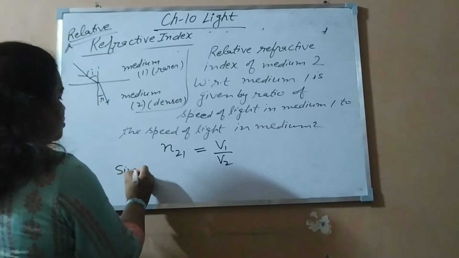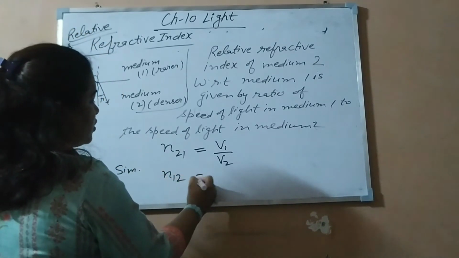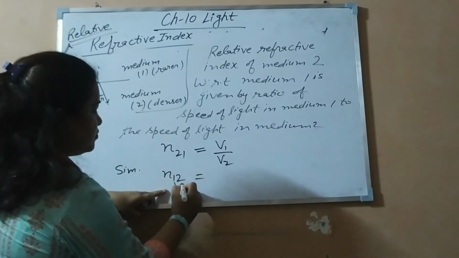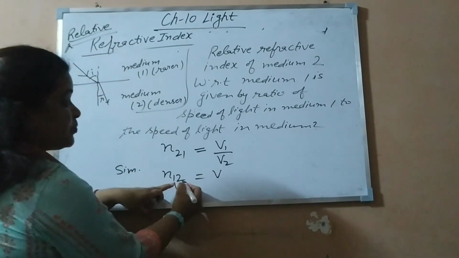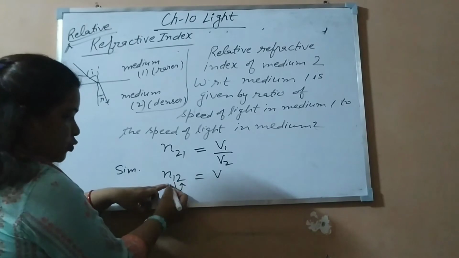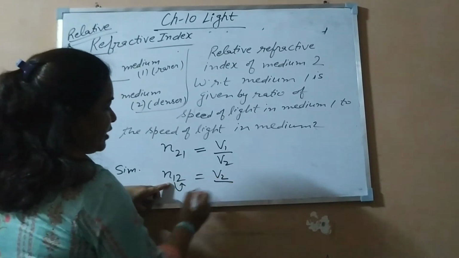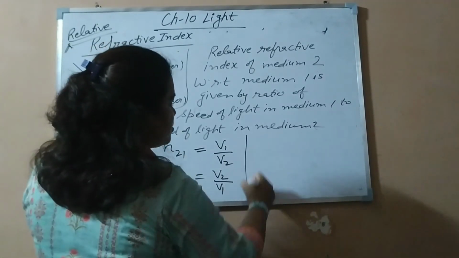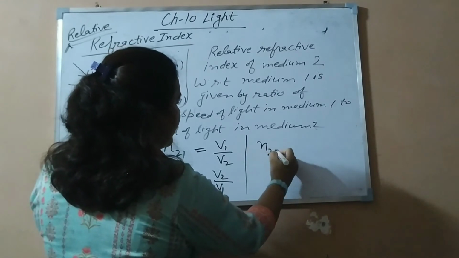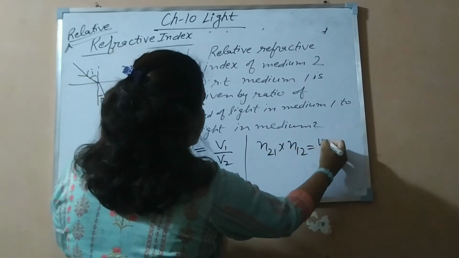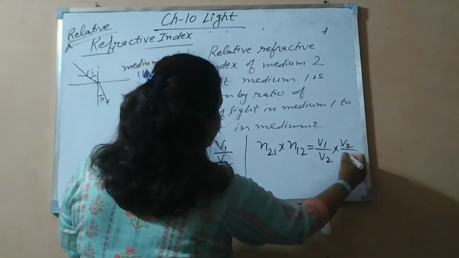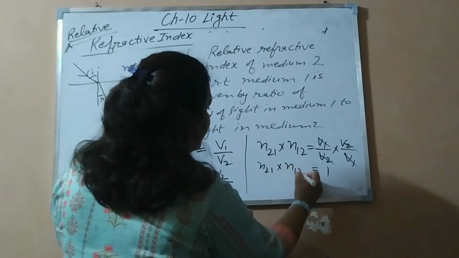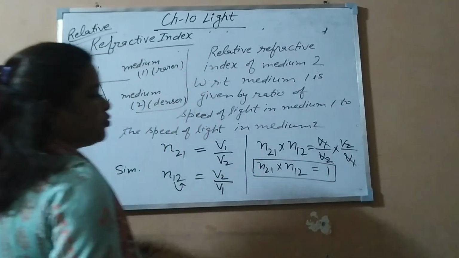Similarly, we can write the opposite also. N12 is the refractive index of medium 1 with respect to medium 2. That time the rays are coming from medium 2 to medium 1, so it is the speed of light in medium 2 with respect to the speed of light in medium 1. If we multiply these two equations, N21 multiplied by N12 is V1 upon V2 multiplied by V2 upon V1. So they cancel out and we get 1.